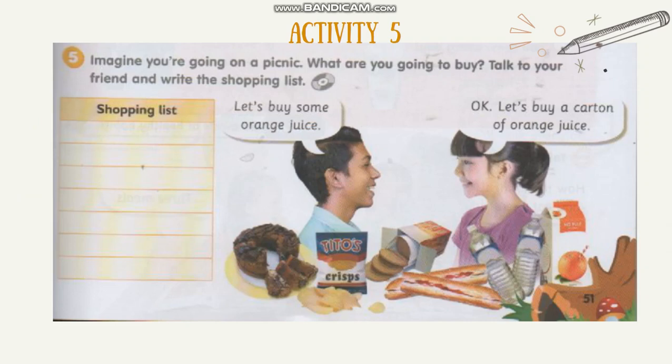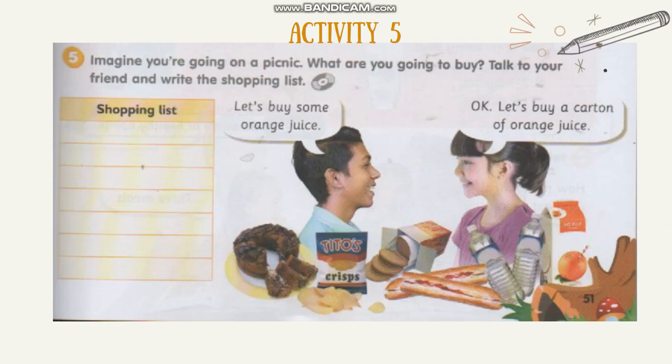5. Imagine you're going on a picnic. What are you going to buy? Talk to your friend and write the shopping list. Let's buy some orange juice. Okay, let's buy a carton of orange juice.